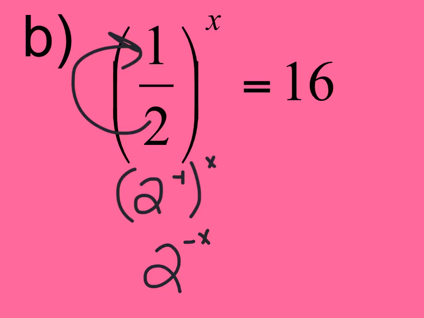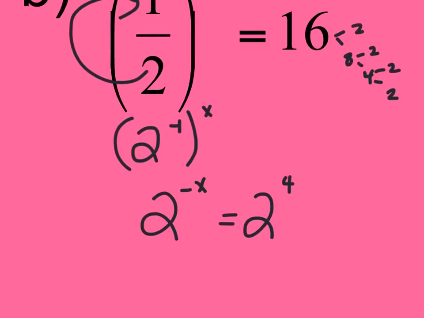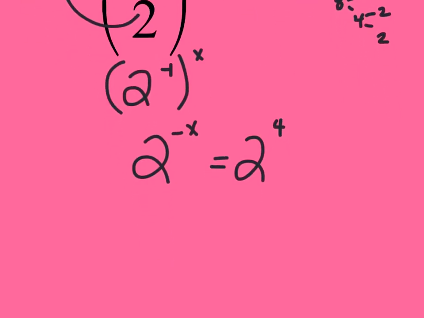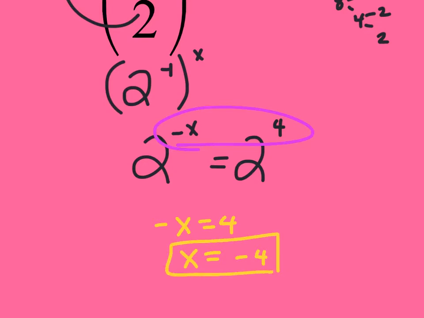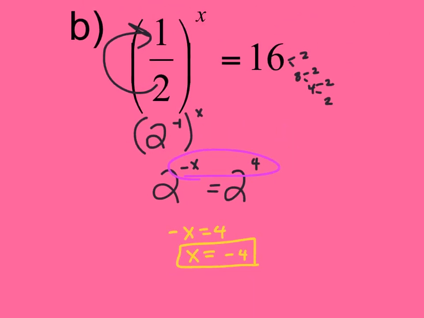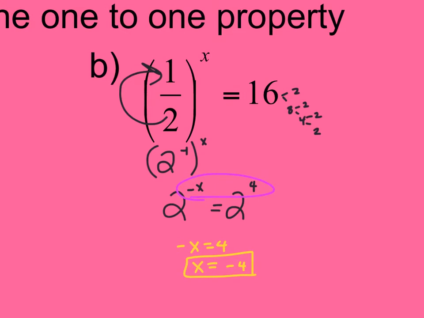So now 16, let's say you don't know it off the top of your head, you can use a factor tree, right? This is 2 and 8, 2 and 4, 2 and 2. How many 2's are there? 4. So 16 is the same thing as 2 to the 4th. And then the bases are the same, so I grab the exponents. Negative x equals 4 and x equals negative 4. And just like A, you could take that and plug it back in. 1/2 to the negative 4 would be 2 to the 4th, which is 16.